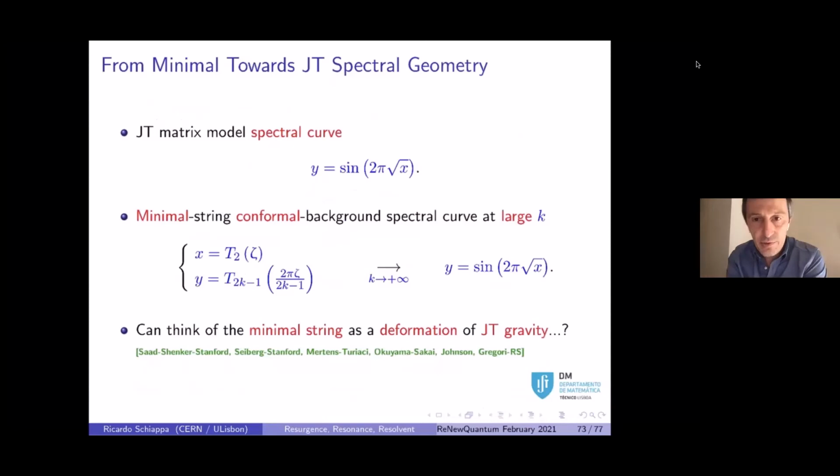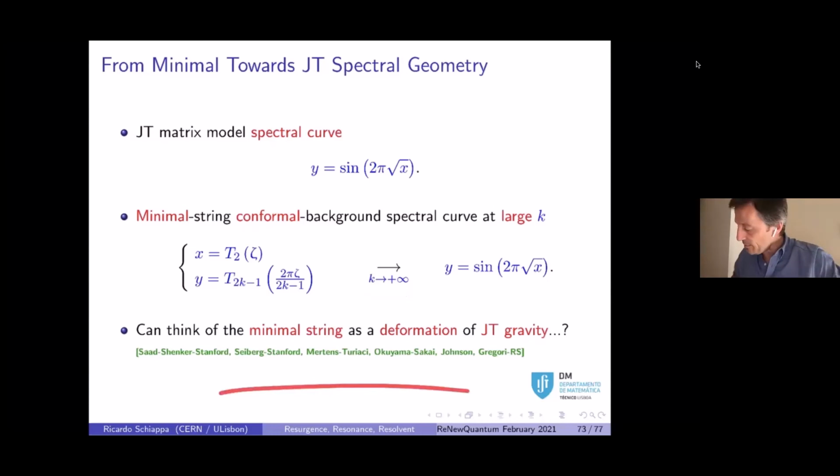This is the spectral curve of the JT matrix model. And it turns out that you can obtain the spectral curve by looking at the conformal background, the spectral curve of the conformal background that, recall, had a single Chebyshev polynomial. So here zeta is the uniformization variable that I'm using. I'm writing x as the second Chebyshev, y as the 2k minus 1 Chebyshev, and an adequate k to infinity limit produces exactly that spectral curve.